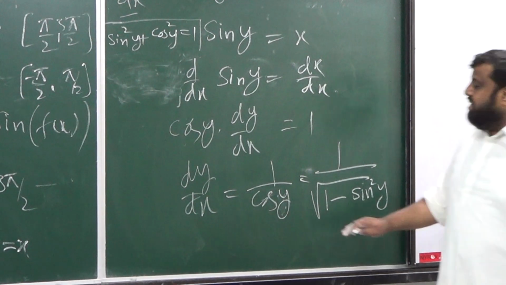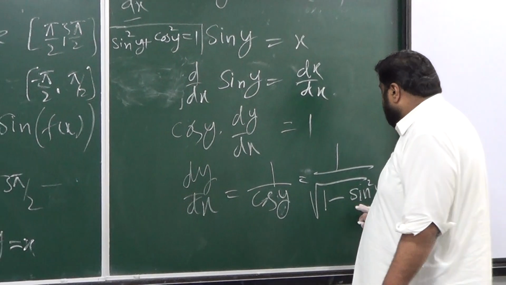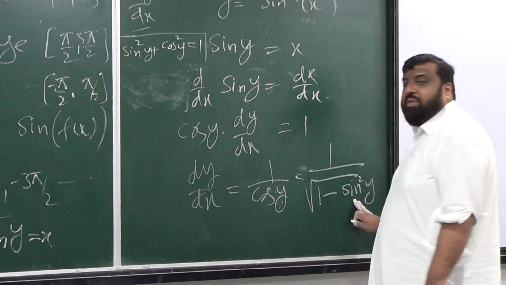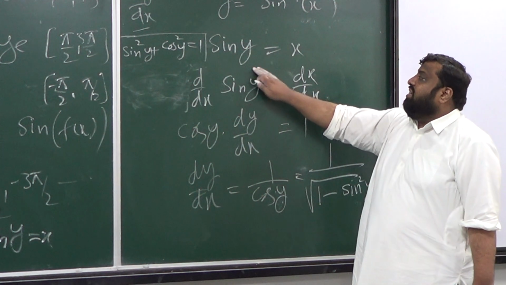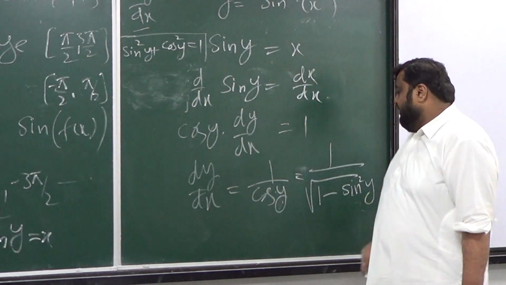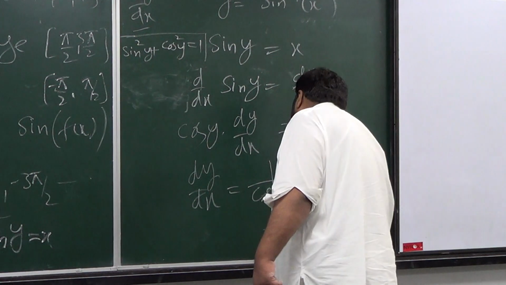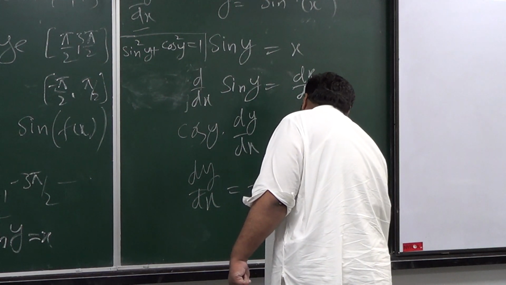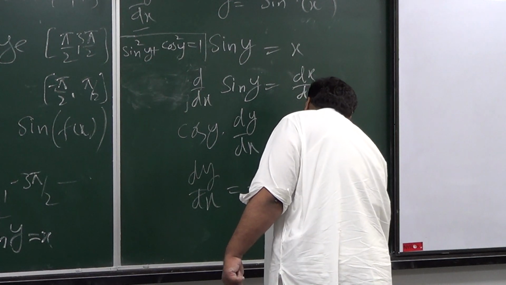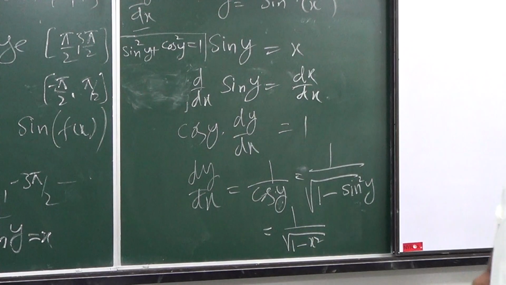Now, do I know something interesting about sine y? The answer is yes, sine y is always x. So hence, I can say that this is going to be the square root of 1 minus x square. So dy by dx is 1 over the square root of 1 minus x square.